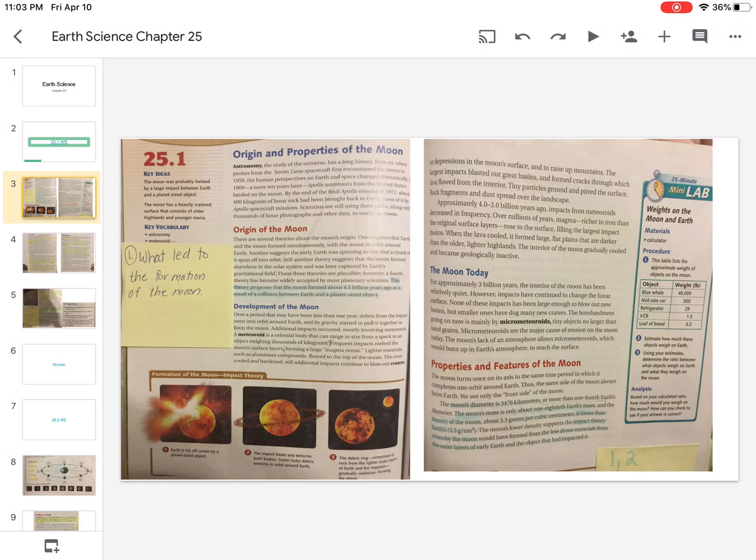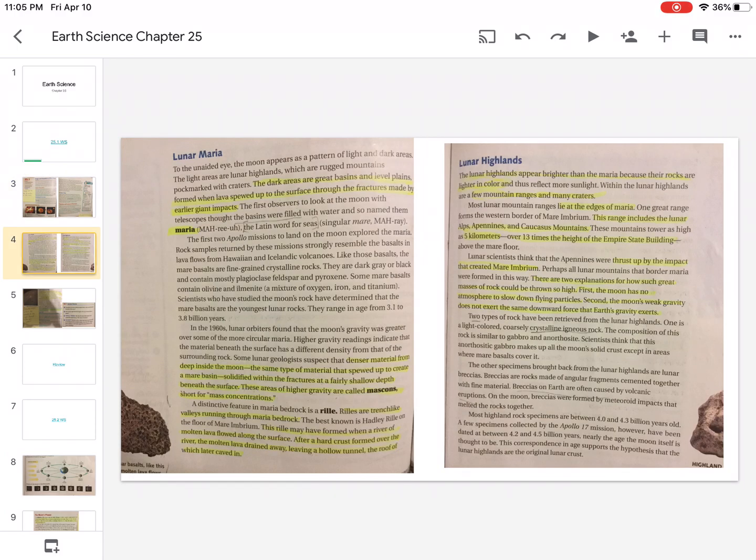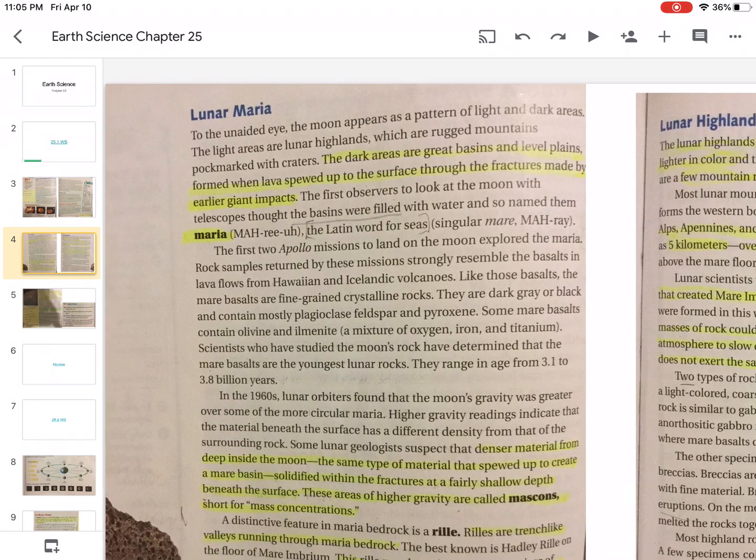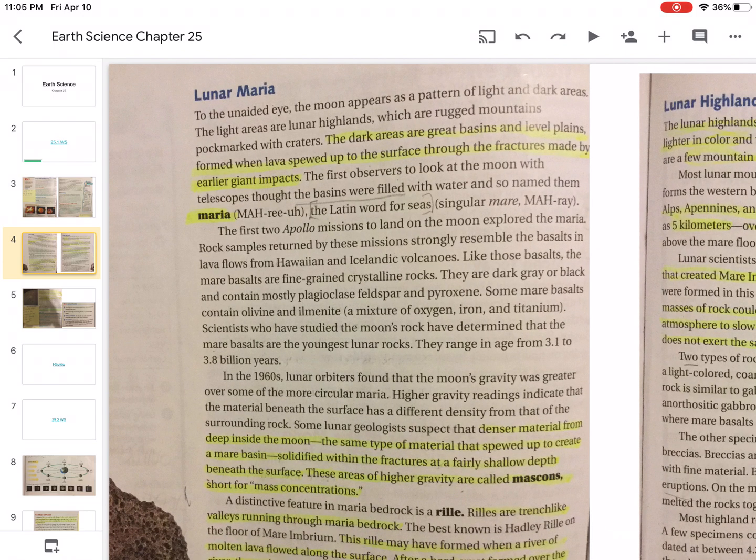It says the dark areas are great basins and level plains formed when lava spewed up to the surface through the fractures made by earlier giant impacts. So these are the Maria. You can see that right there. The next one is Mascones.